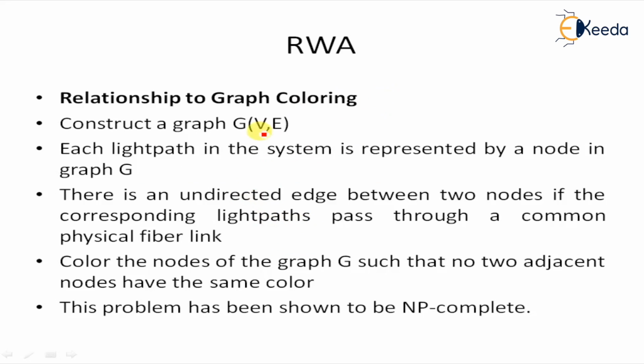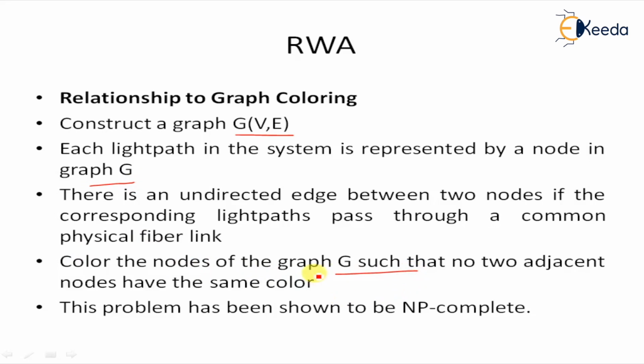We construct graph G(V, E). Each light path in the system is represented by a node in graph G. There is an undirected edge between two nodes if their corresponding light paths pass through a common physical fiber link. Then we color the nodes of the graph G such that no two adjacent nodes have the same color.